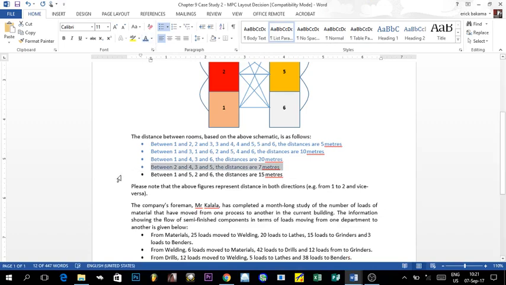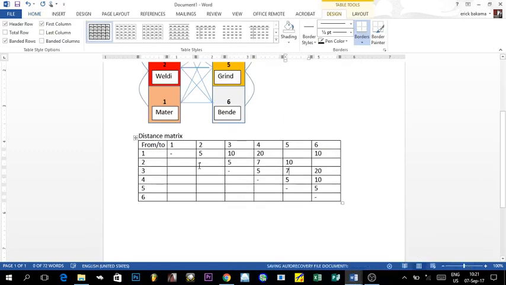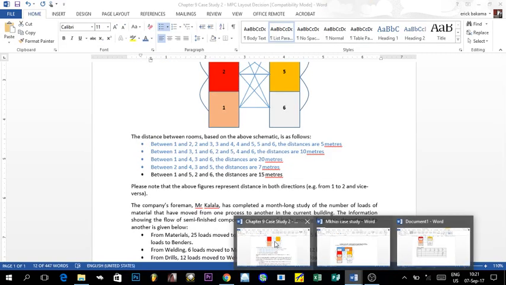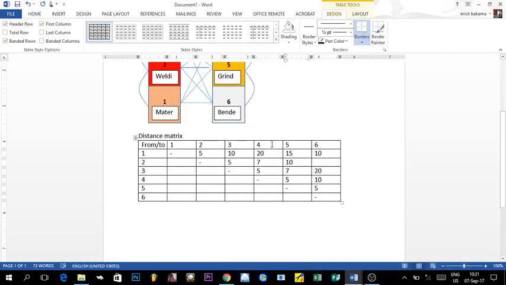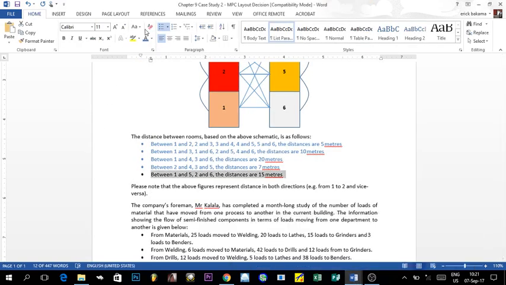The last one now is the distance between 1 and 5, 2 and 6. The distance between 1 and 5 is 15. So we have 1 and 5, the distance is 15. And we have 2 and 6, and the distance is 15 too. Now we're done with our allocation from here.